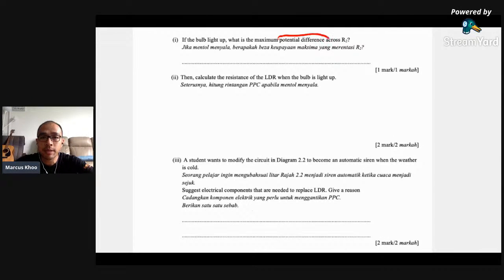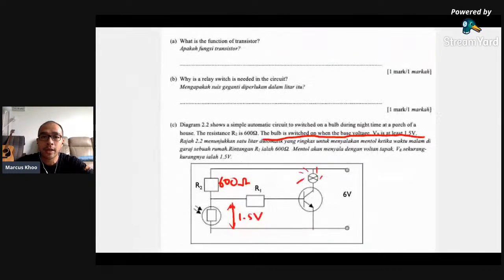So the first question is, if the bulb lights up, what is the maximum potential difference across R2? Remember, potential difference is also known as the voltage. So let's look at this condition. Dia cakap bulb will be switched on when the base voltage is 1.5. So what is the maximum potential difference? This is a no-brainer. Kalau sini 1.5, the whole potential difference over here is 6 volts.